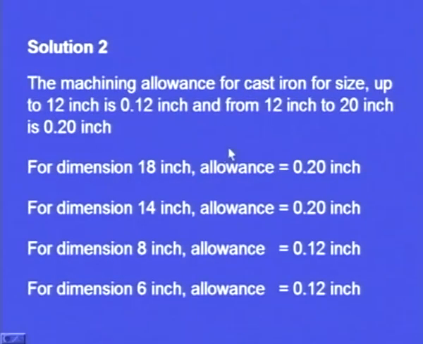So, the machining allowance for cast iron for up to 12 inches is 0.12 inches, from 12 inches to 20 inches it is 0.2 inches. So, for dimension of 18 inch the allowance is 0.2 inches. For dimension of 14 inch side the allowance is 0.2 inches. For dimension of 8 inches the allowance is 0.12 inches. For the dimension of 6 inch the allowance is 0.12 inches.